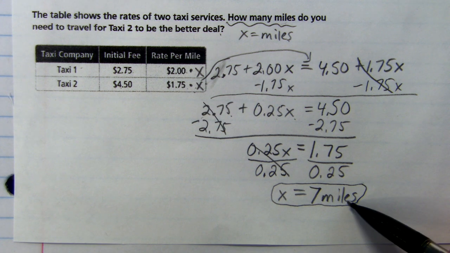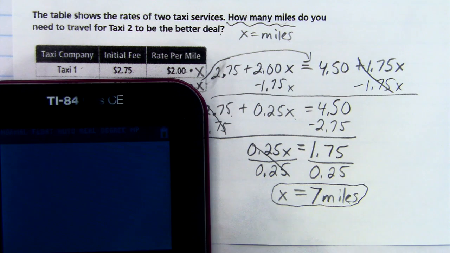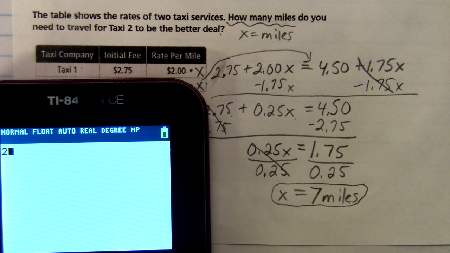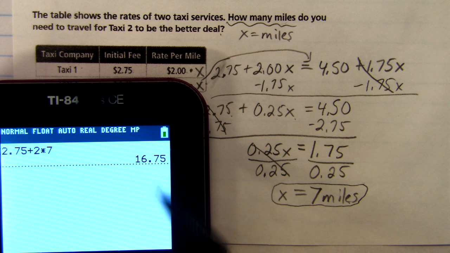Let's figure out really quick how much they're paying for that 7 miles. So let's say you're using this one, $2.75 plus $2 times 7. So you're paying $16.75 to ride the taxi, which isn't too bad if you're doing it once in a while. You wouldn't want to do it every day. That would add up pretty fast.